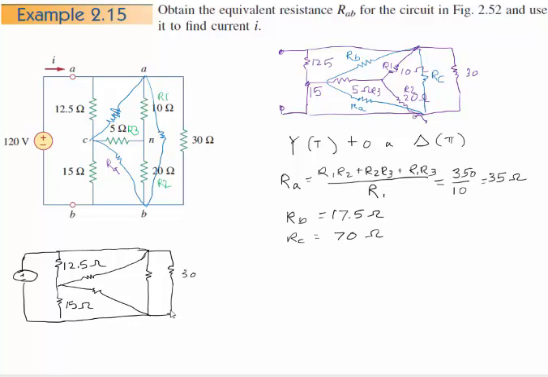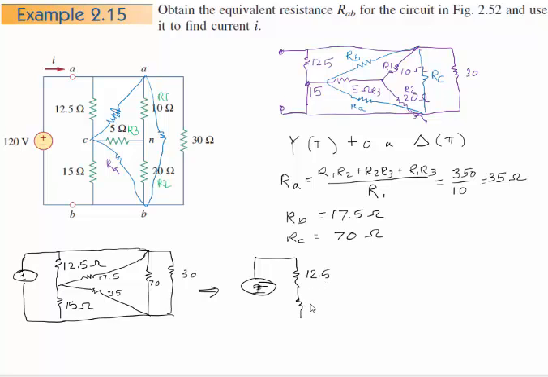So maybe you're not quite visualizing it yet, so I can redraw it a little bit more. Let me put my numbers in so I don't lose track. This one is a 17.5. This one is RA. RA is 35 ohms. And RC is 70 ohms. So I'm going to redraw it one more time. Like I said, it's hard to look at the monitor and draw somewhere else.